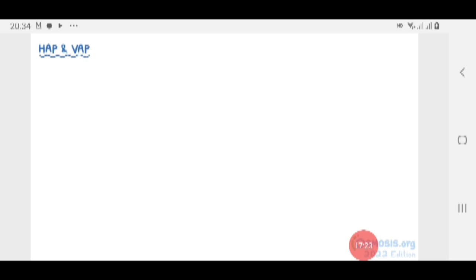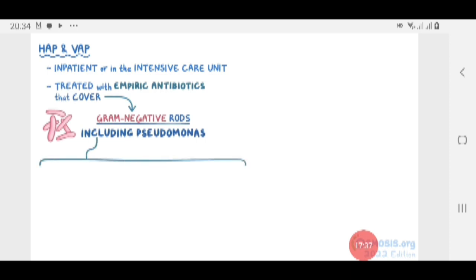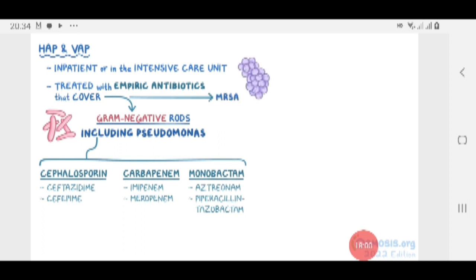Individuals with HAP and VAP are inpatients or in the intensive care unit and should be treated with empiric antibiotics that cover gram-negative rods like Pseudomonas. Therefore, options include a cephalosporin like ceftazidime or cefepime, a carbapenem like imipenem or meropenem, a monobactam like aztreonam, or piperacillin tazobactam. In addition, we need to add another antibiotic that covers MRSA. Therefore, we add either vancomycin or linezolid.